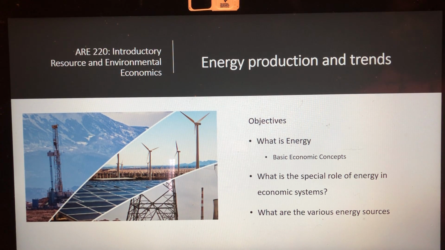Hello, everyone. So this week we are discussing energy production and energy trends. Our objective is to understand the basic economic concepts in energy economics. We have to be able to define what energy is, describe various energy sources, and know the special role of energy in economic systems.